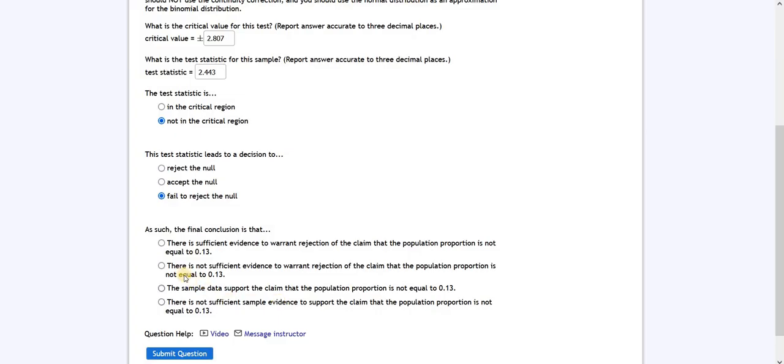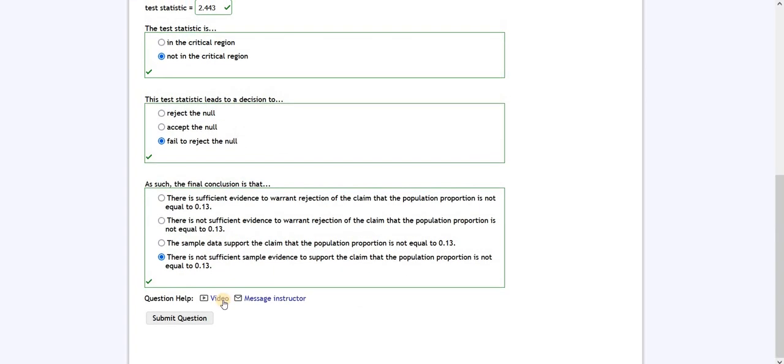Now, make the difference between this and there is sufficient evidence to warrant rejection, because we do not get evidence to reject the claim or accept the claim. We get evidence either to support the claim, or we do not have enough evidence to support the claim when we fail to reject the null hypothesis. So the language is very important. So it's the last statement, and you submit your question.